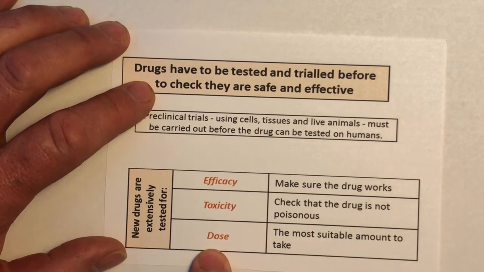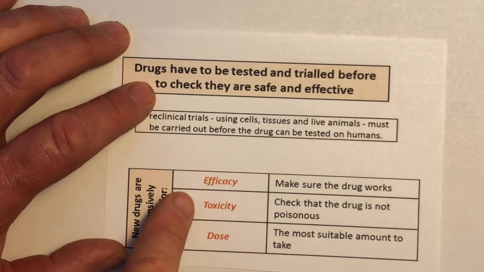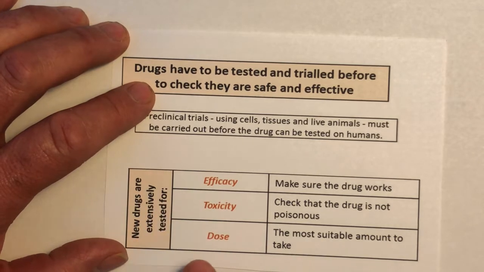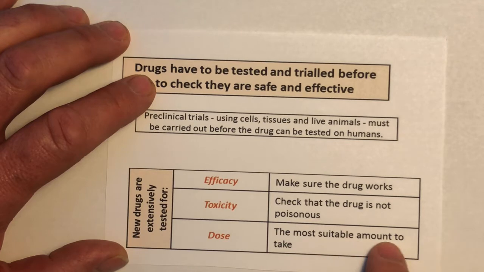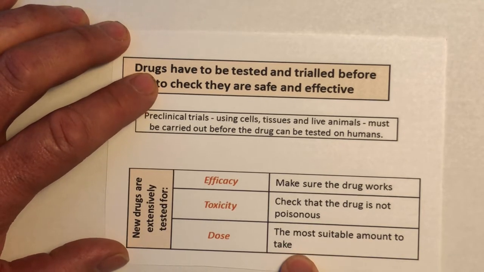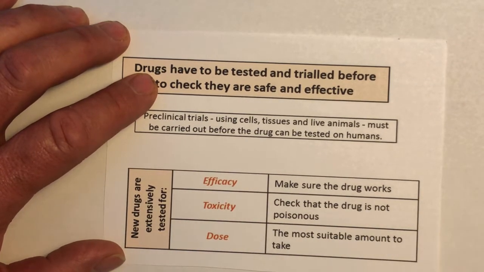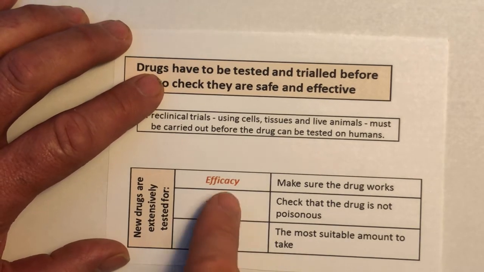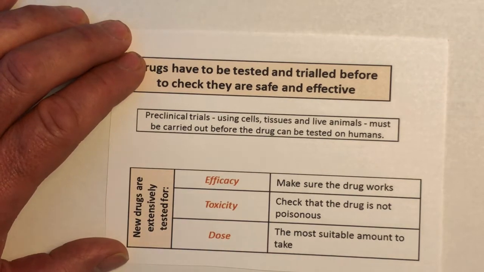The dose is then, once you've found that the drug works, the efficacy, and that it doesn't cause massive amounts of damage, the toxicity, what you then have to work out. This is the most suitable amount to take. There'll be human trials, which we'll talk about in a minute, where some people could take a small amount and some people take a large amount, and basically you find out the best dose that makes the drug work and doesn't cause you any problems.